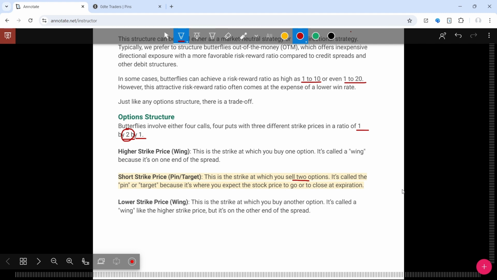Second, we need to select our wings. So we have a higher strike price, and this is where we will buy one option. And this is just called the wing because it's on one end of the spread. Okay, there's another wing, which is the lower strike price, and this is also where you will buy another option. So this creates that ratio structure of 1 by 2 by 1. Fairly straightforward.